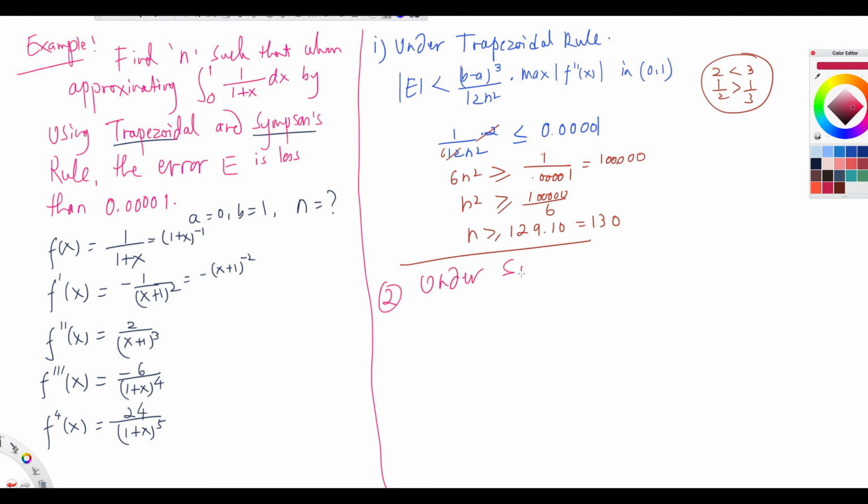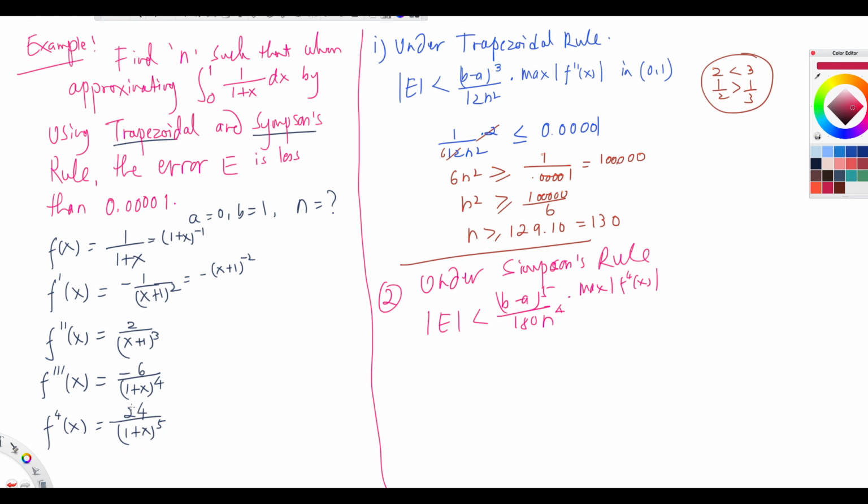Similarly, number 2 is under the Simpson's rule. So what is the formula for E? It is less than (b minus a) to the 5th over 180 times n to the 4th, right? And then times the maximum of the 4th derivative of f(x). What is the 4th derivative? That is 24 over (1 plus x) to the 5th, right? So the maximum value of this function will be 24.